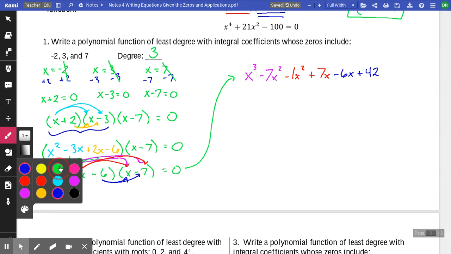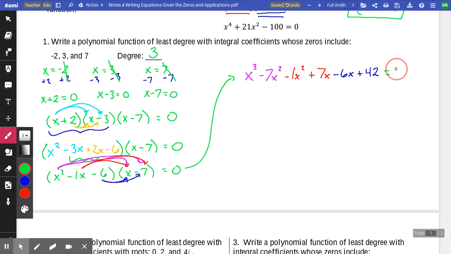Okay, put an equals 0 on the end of that. And we technically have a polynomial expression, but it's not simplified. So let's combine our like terms. We have an x to the third, and it's the only one. So we get x to the third.